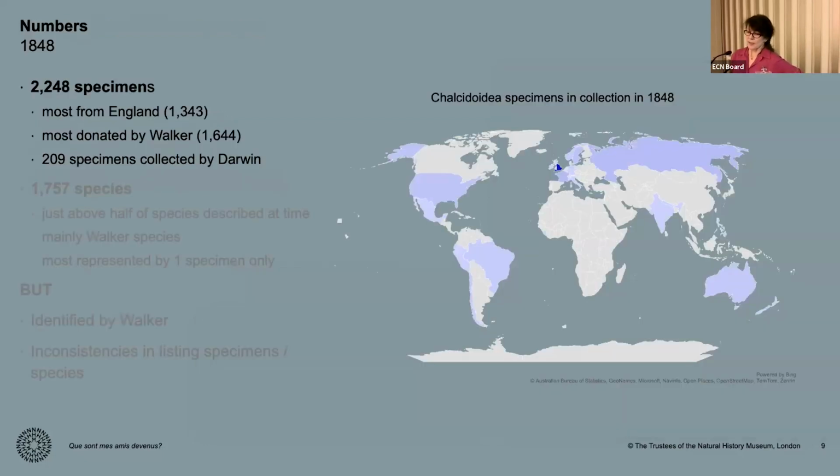So what numbers do you get from the catalog? 2,248 specimens. They're mainly from England and mainly donated by Walker himself. There's quite a few specimens collected by Darwin. So this heat map of the specimens at the time shows you that it was mainly England material, and that the global coverage was not really that good. I think there's a total of 3 specimens for the whole of Africa.